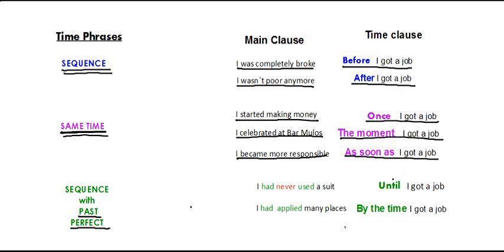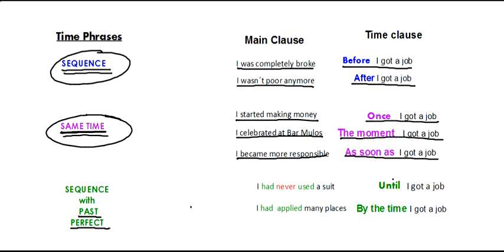So remember, your time phrases are usually for sequence. They're indicating things at the same time or that happen immediately after each other. Or we use them with sequences, usually with the past perfect. For example, with until and by the time.